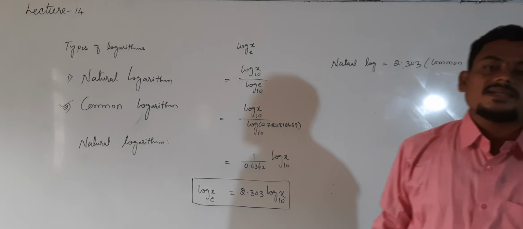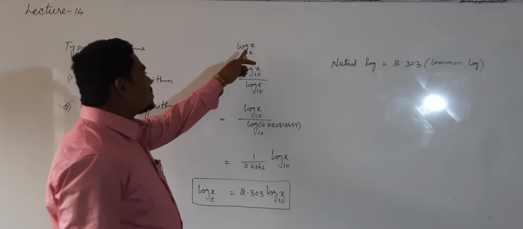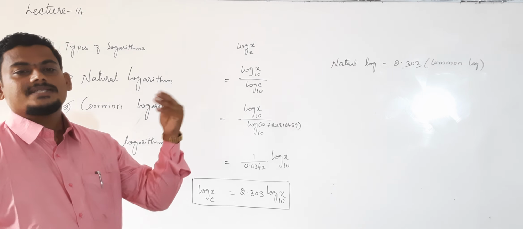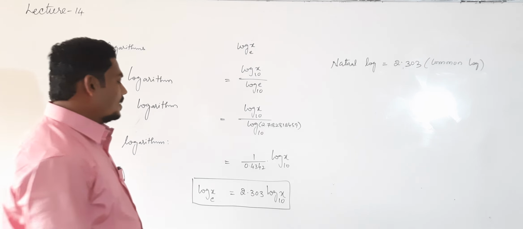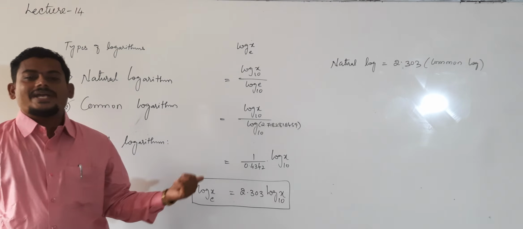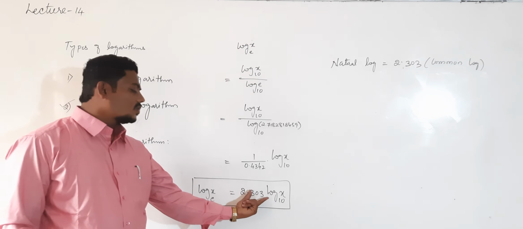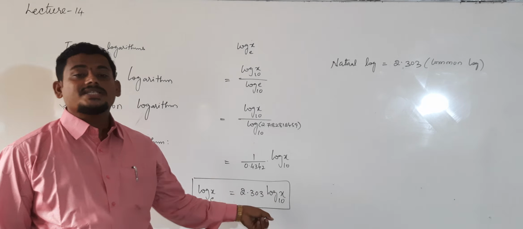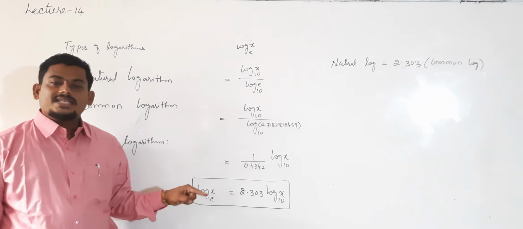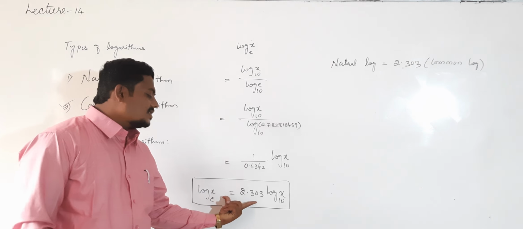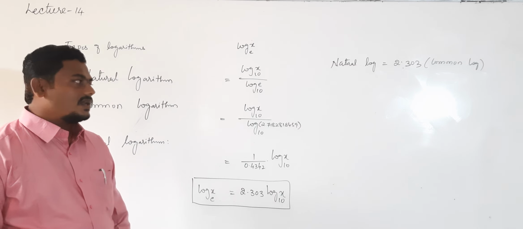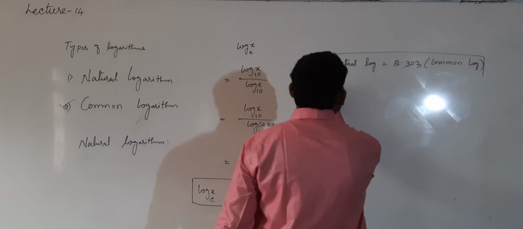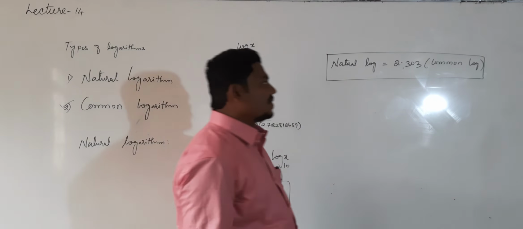Relationship between natural logarithm and common logarithm. Log x to the base e, if the base of the logarithm is e, then it is natural. If the base is 10, then it is common. Natural logarithm is equal to 2.303 into log x to the base 10. Log x to the base 10 is common logarithm. Log x to the base e is natural logarithm. This is the relationship between common logarithm and natural logarithm.